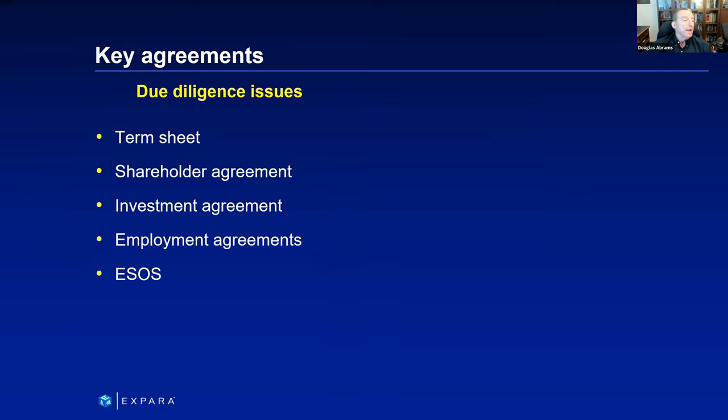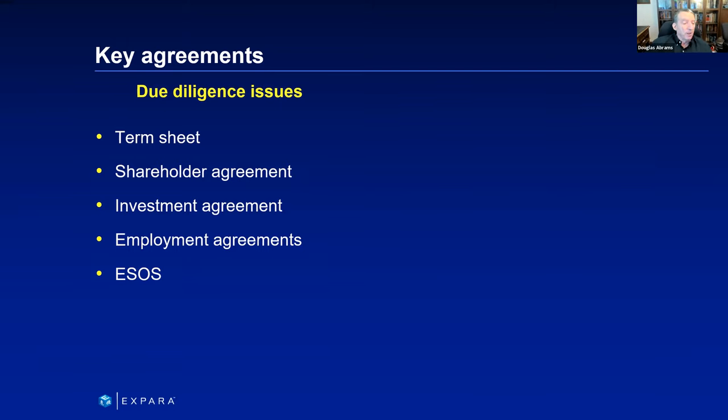Ideally, we want to identify any deal-breaking differences of agreement on terms at the term sheet stage, not in the deal document stage. We're much more likely to have deal-breaking disagreements on terms when we get to the document stage if we have not negotiated a detailed term sheet. So what's an example of that?